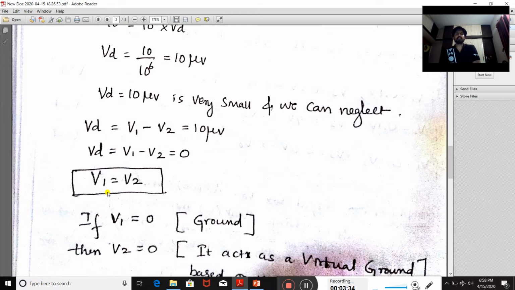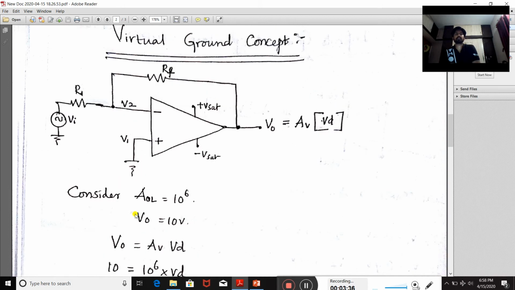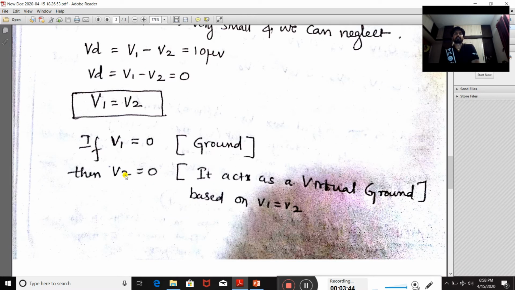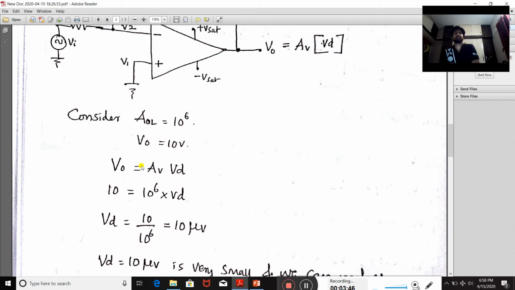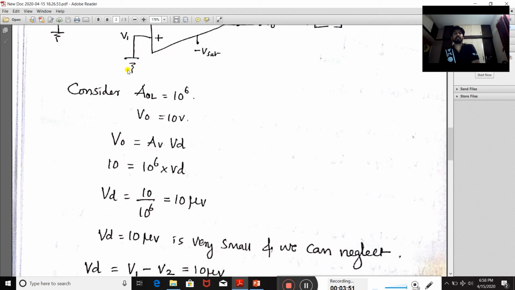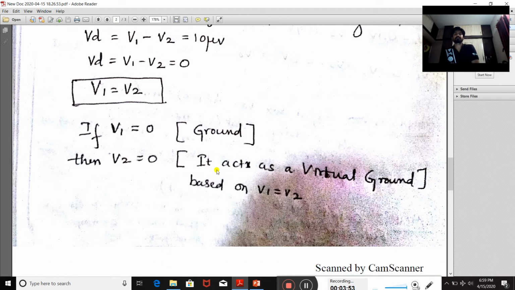Now V1 is equal to 0. Why? Because in this case V1 is grounded. Ground is nothing but 0 potential. If V1 is at 0 potential, then definitely V2 also becomes 0 potential. So here this acts as a virtual ground, based on V1 equal to V2.